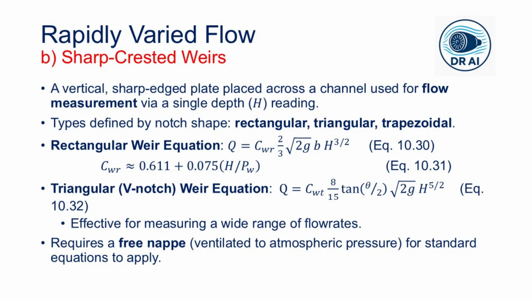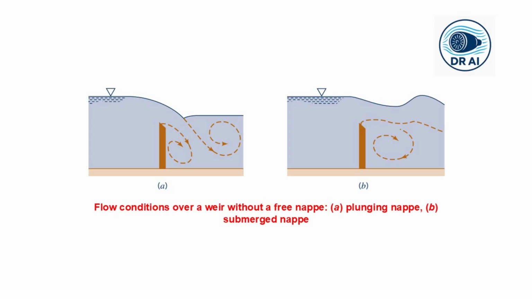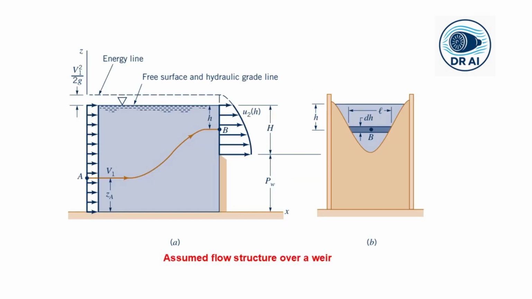The flow rate equation is represented over here, wherein capital H is the weir head, which is the height of the upstream water surface above the weir crest, and B is the depth. The weir coefficient C subscript WR is given by an empirical correlation, as displayed over here, wherein PW represents the height of the weir crest above the channel bottom.